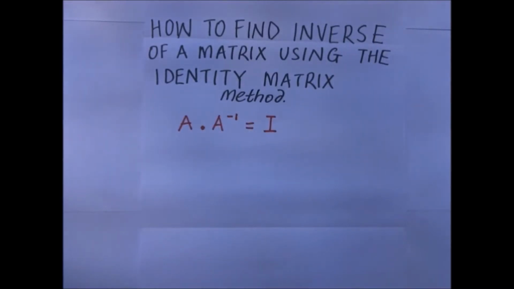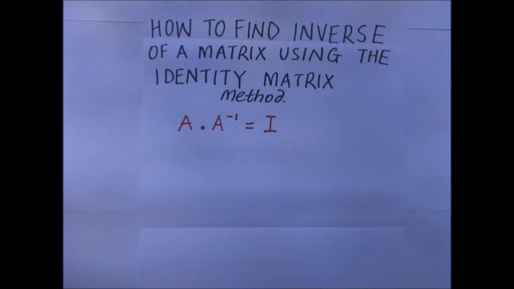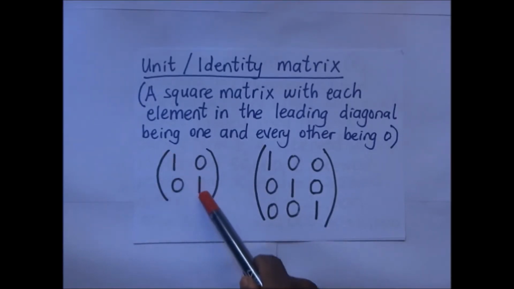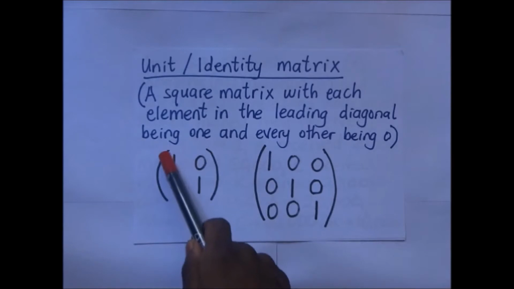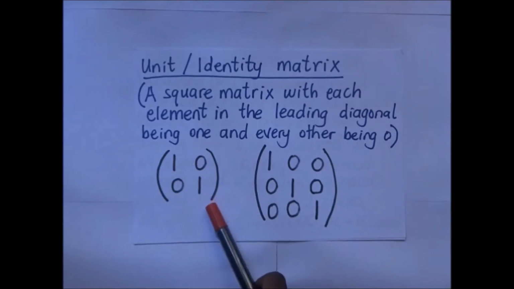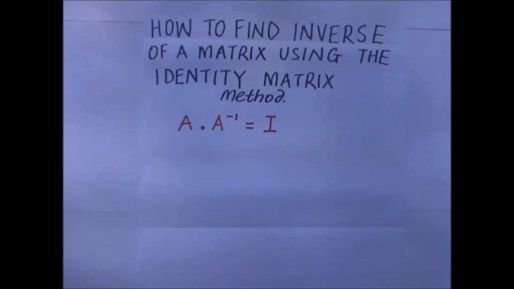In our previous videos, we talked about the identity matrix, and we all know what it is. An identity matrix is simply a matrix with the elements in its leading diagonal being 1. If you look at this, we have 2 diagonals. We have this diagonal and that diagonal. This diagonal is what we call the leading diagonal. And if all the elements in the leading diagonal are 1, then that is called an identity matrix. All the elements are 1 and the rest are zeros.